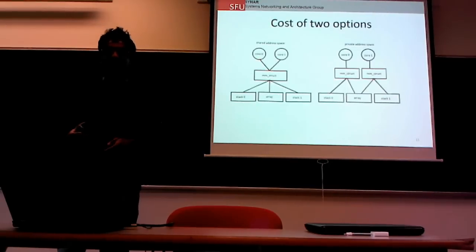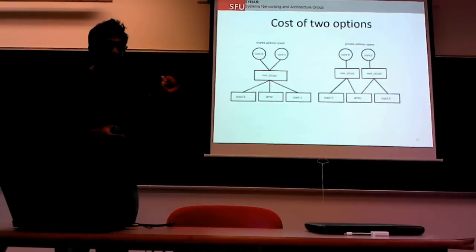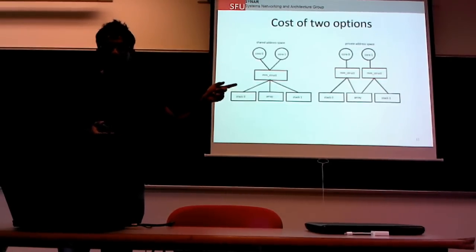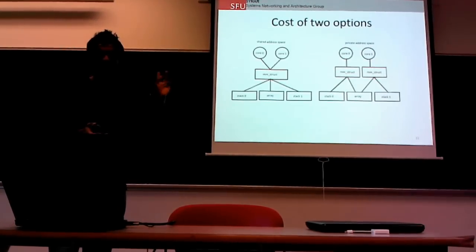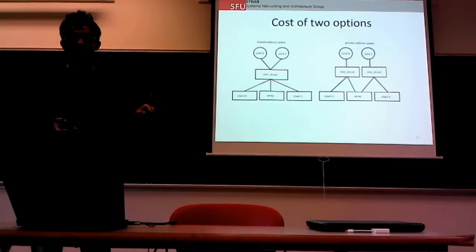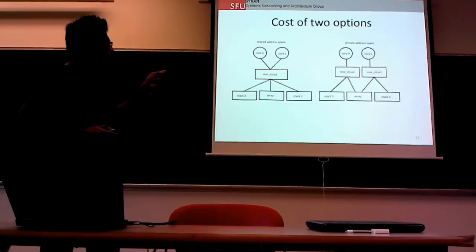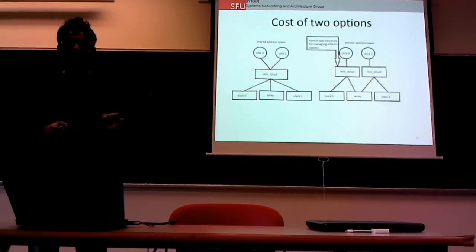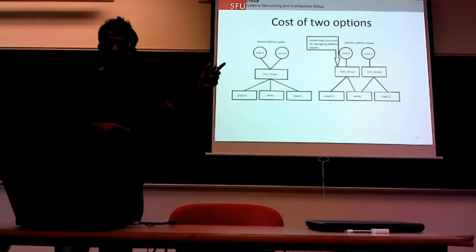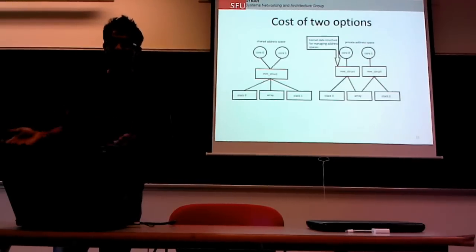So let's try to see what is the cost of each of these options that we have. On the left side, we have shared address space. On the right side, we have private address space. On the left side, we see that there are two cores, and each core is running a particular thread of the process. And the threads have to share something called an MM struct. What this MM struct is, basically, it's a kernel data structure which is necessary for managing the address space. On the right side, we see that each core has its own MM struct, which is not being shared with the other core.